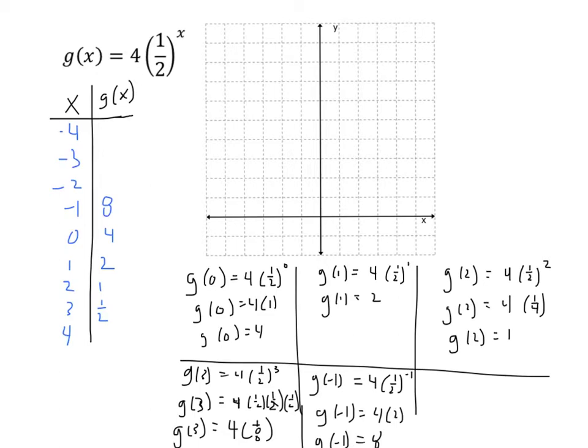Let's check and make sure you did these. I'm not going to show all of them, but I'll do a couple. Let's do what happens when I input 4. g of 4 is 4 times 1/2 to the 4th. That's g of 4 equals 4 times 1/16, and 4 times 1/16 is 1/4.